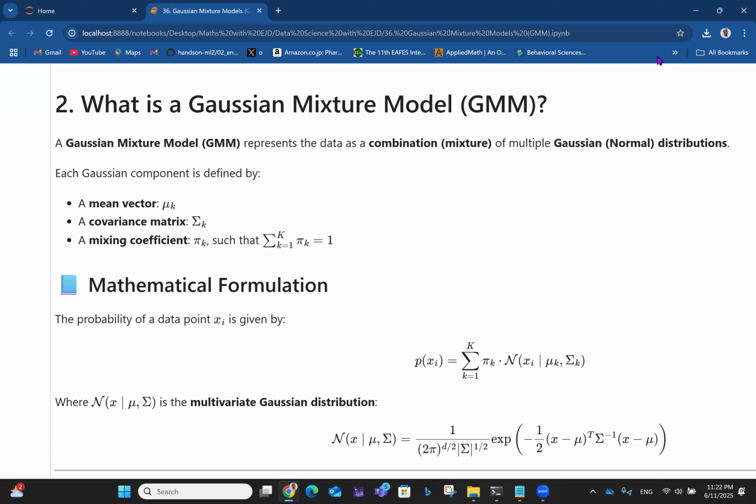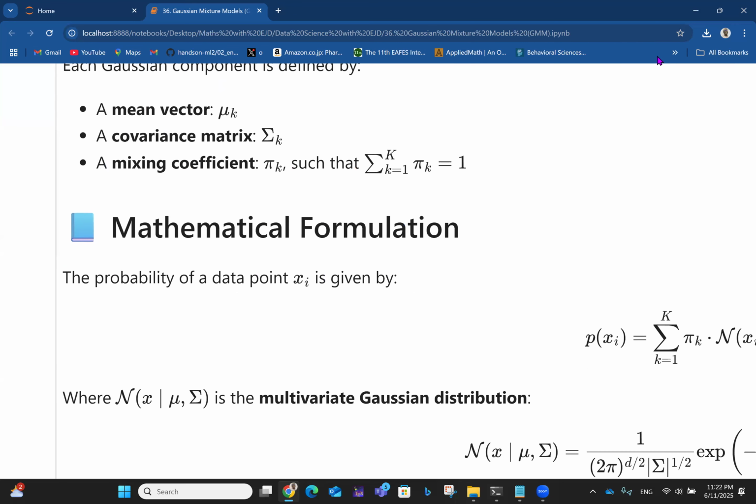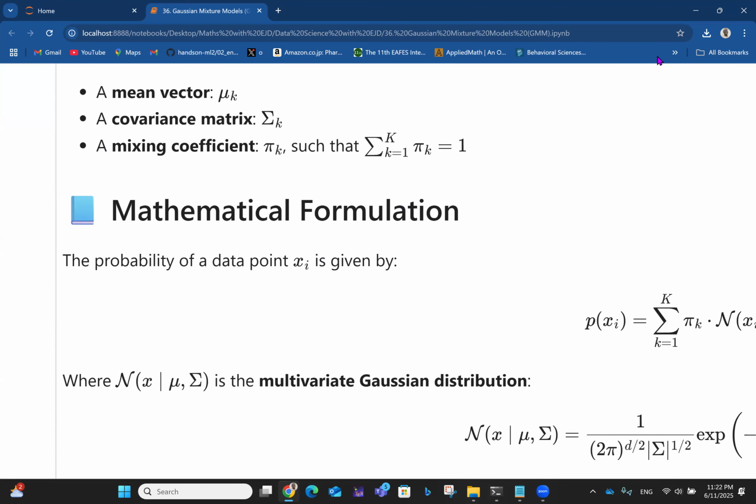Each Gaussian component is defined by a mean vector, mu k, a covariance, sigma k, and a mixing coefficient, pi sub k, such that the sum from small k equals 1 to big K of pi sub k is equal to 1 for the mixing coefficient.